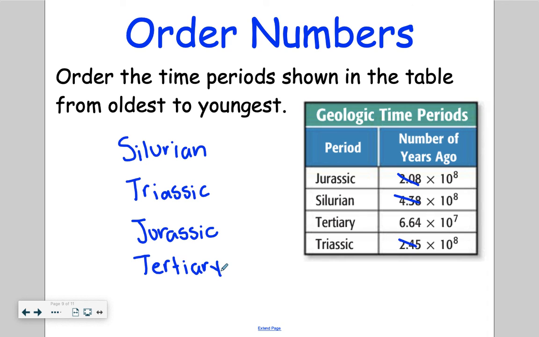So again, if you're ordering, your first job is to look at the exponents. Start with either the biggest or the smallest, depending on what the question is asking, and then use the A values as your second option.